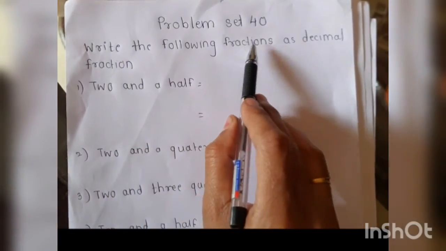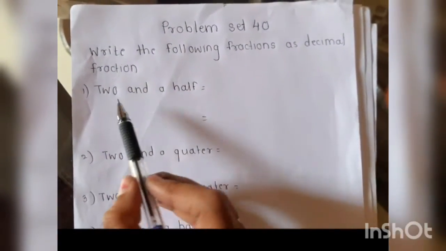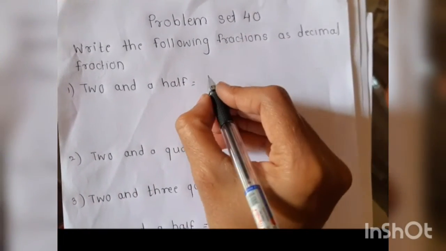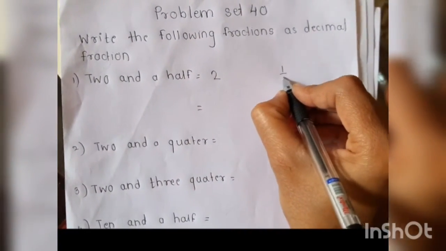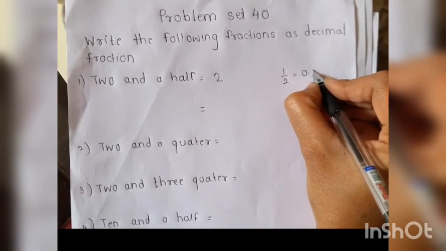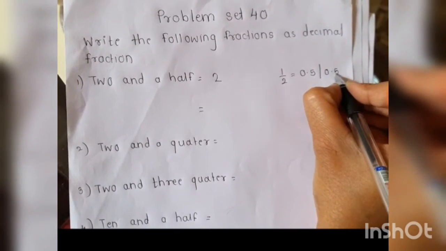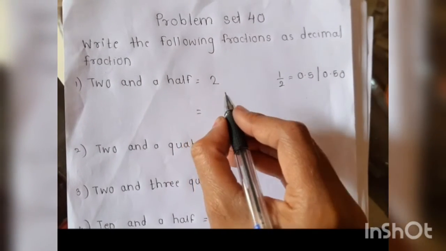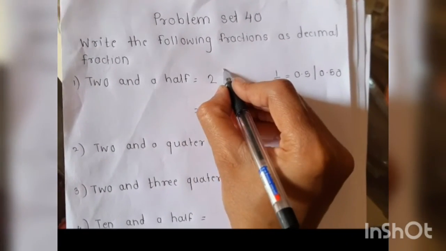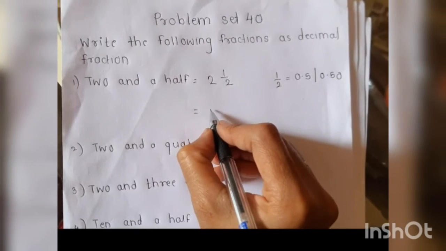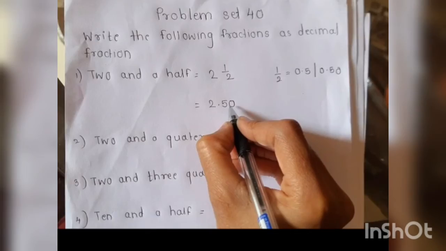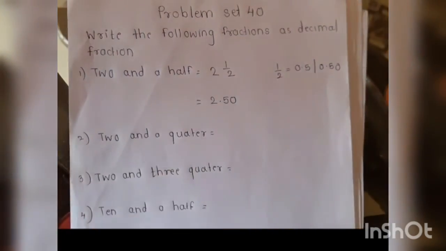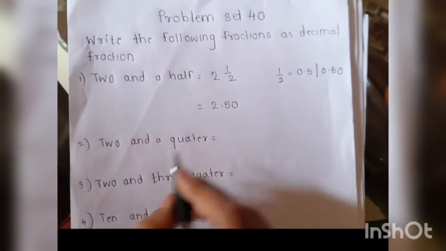What is given in problem set 40? Write the following fractions as decimal fractions. The first one they have given is 2 and a half. Now this 2 you will write as it is. Now half means 0.5 or 0.50, that I have explained in your last video. 2 and a half, so this 2 point, now half means 0.5, so 2.50.